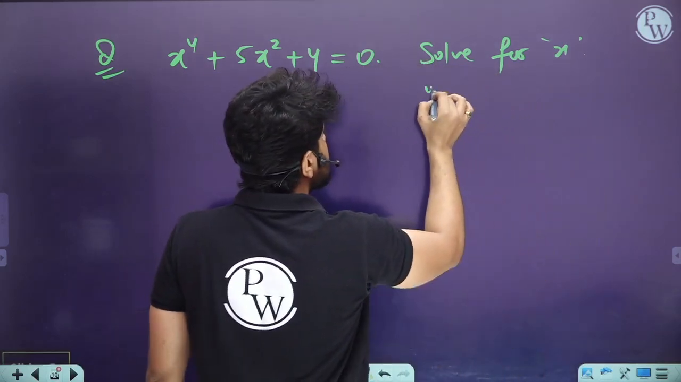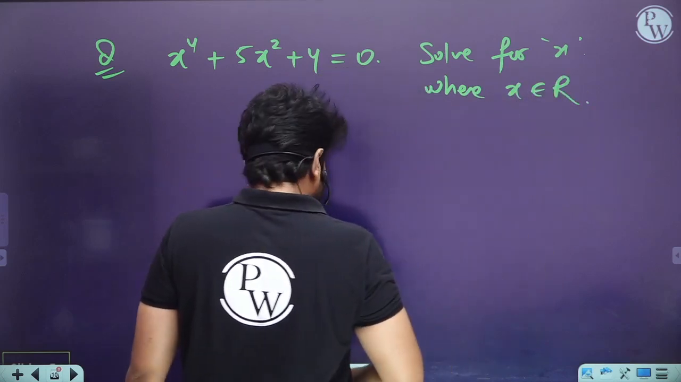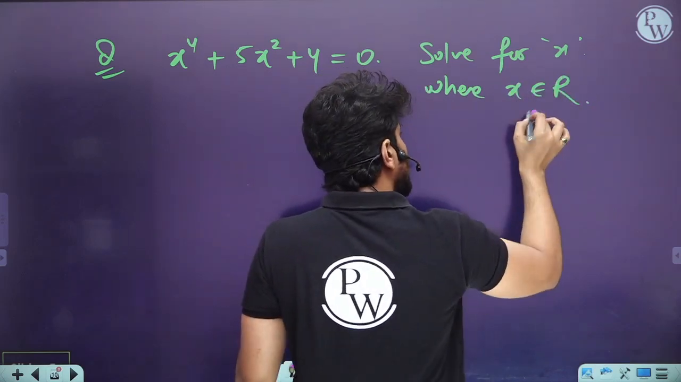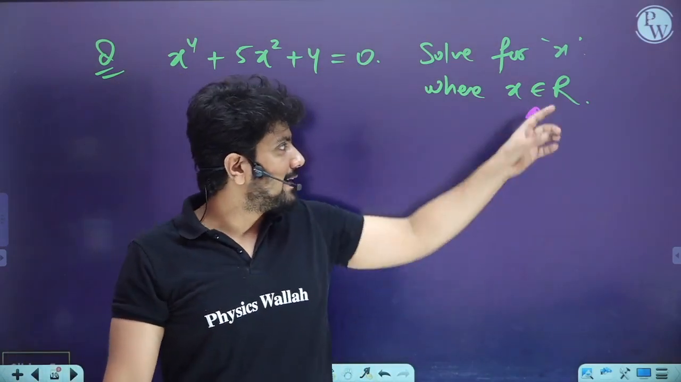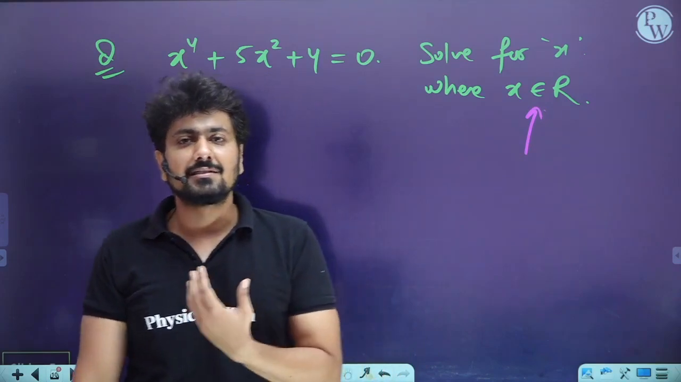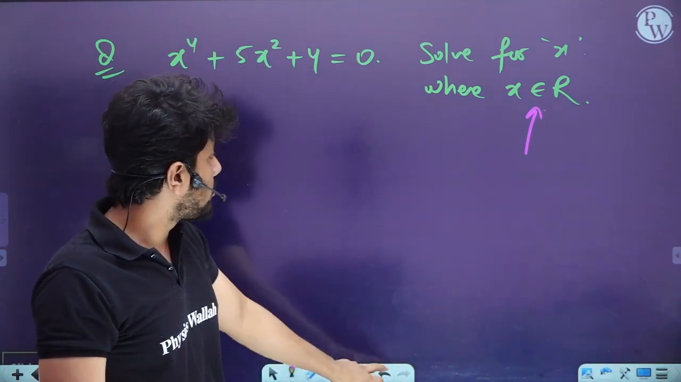Where x belongs to real numbers. You are going to see this symbol a lot. This symbol is known as belongs, and this capital R is known as the set of real numbers. So where x is a real number, we want to solve this equation.